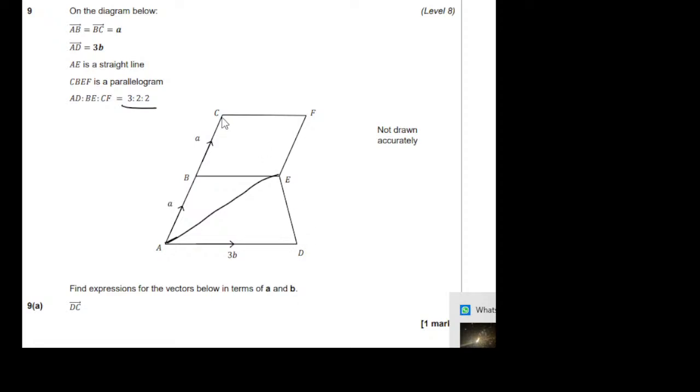Okay, DC. I have to join this DC. Now DC is simple. Your DC bar is equals to DA bar plus AC bar. DA bar is minus AD bar plus AC bar. Minus AD is minus 3B plus 2A. So 2A minus 3B. So this first part done. Question 9, the first part. Now second part.